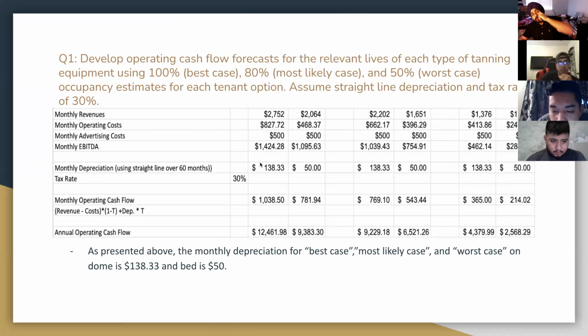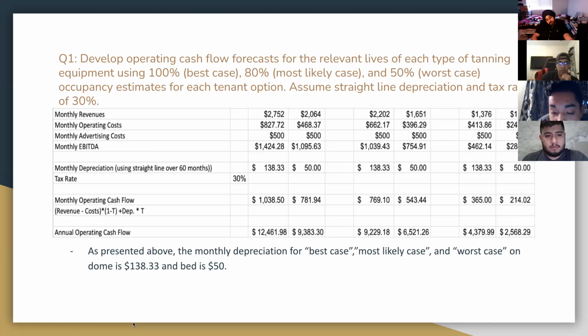So this is case 12, phase 2, group 7. Question 1 says, develop operating cash flow forecast for the relevant lives of each type of tanning equipment using 100% for the best case, 80% for the most likely case, and 50% for the worst case. And it says occupancy estimates for each tenant option assumes straight line depreciation and tax of 30%.